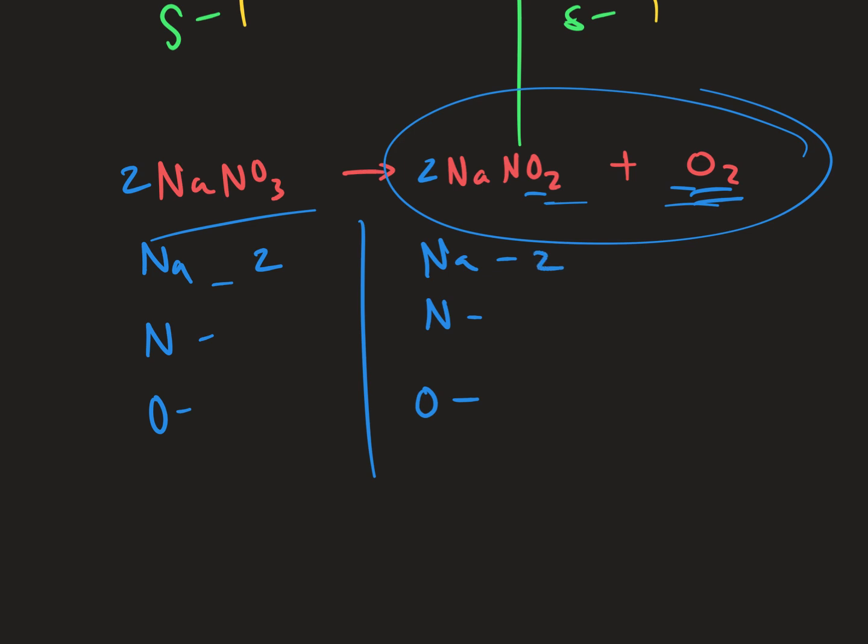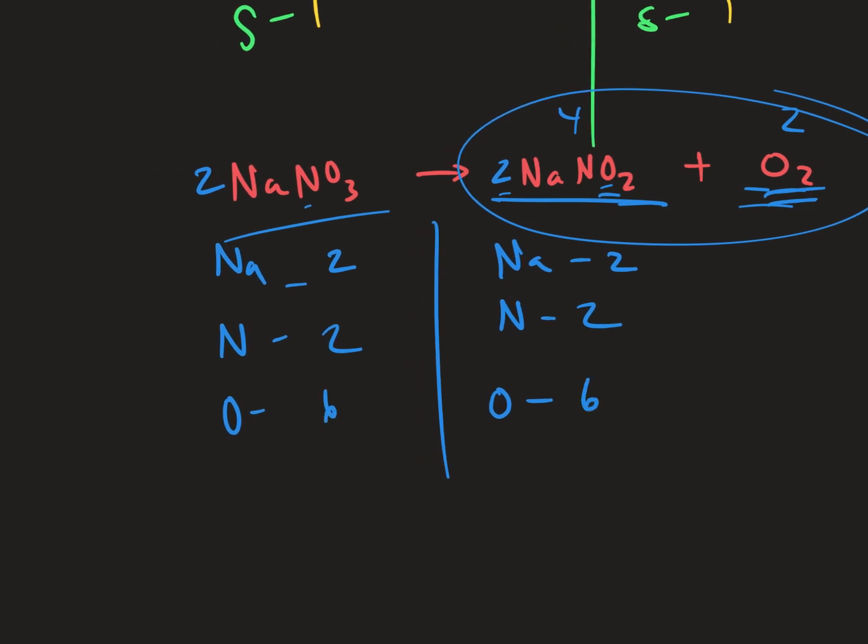We have 2 nitrogens, it's still balanced, so okay. And it works out anyway. I guess we're done. 6 and 6, right? Because we had to put that 2 on the sodium.